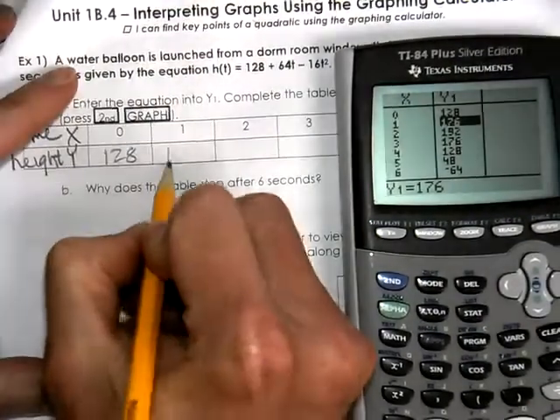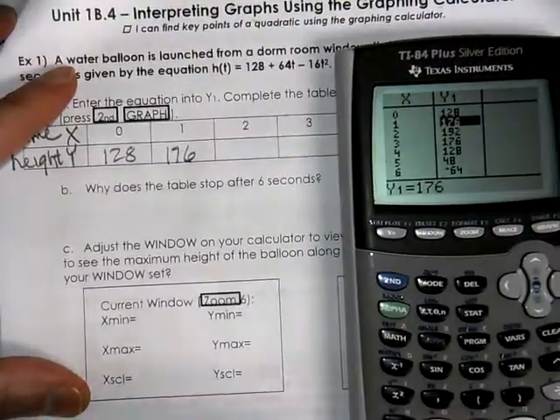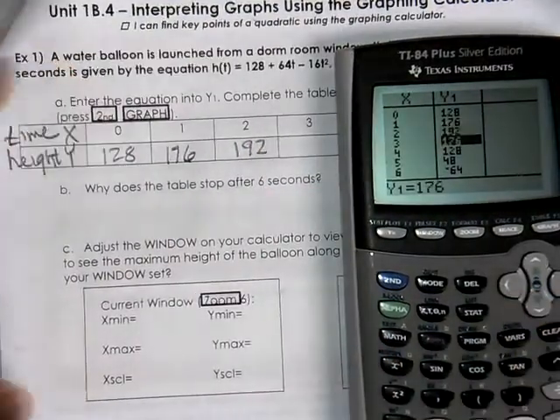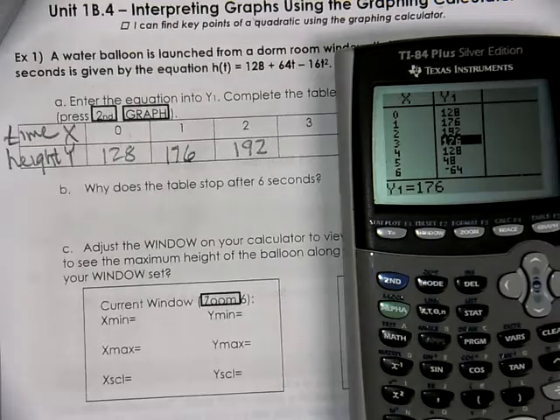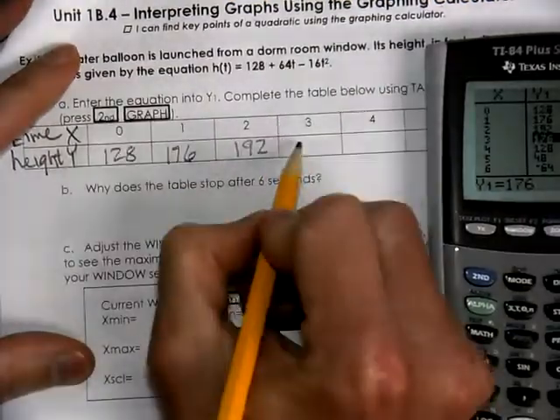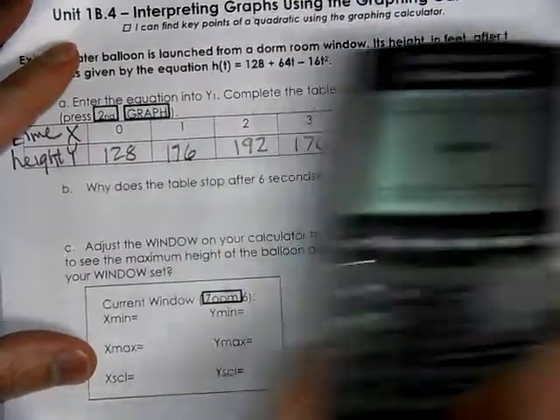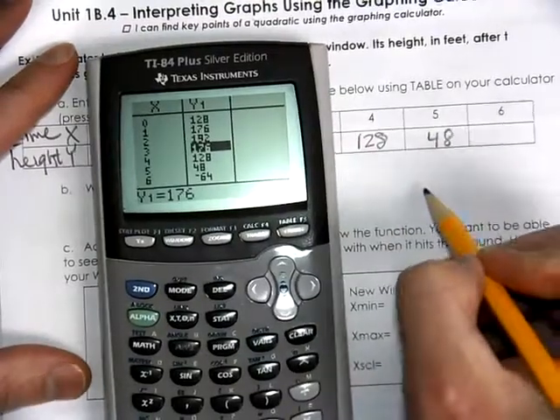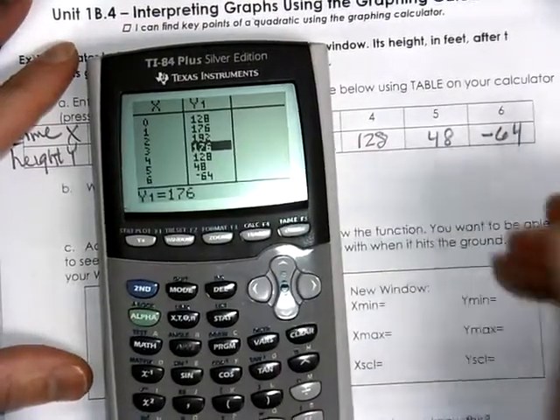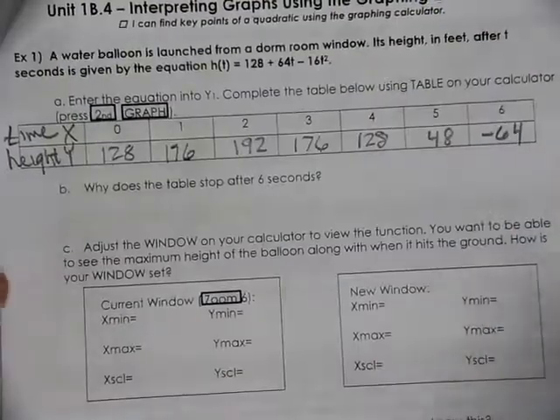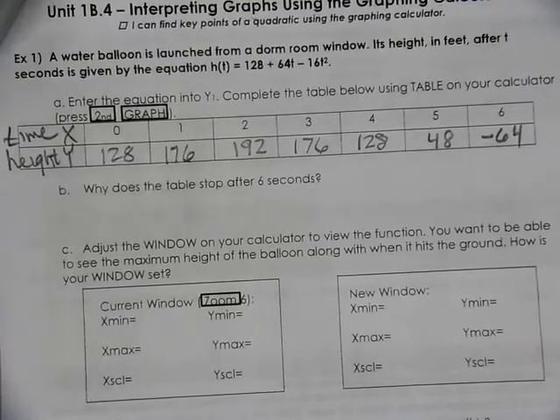So at 1 second, the water balloon goes up higher. At 2 seconds, it still climbs up higher. But then the water balloon starts to fall. And it starts to fall back down to 176, and then 128, of course 48, and negative 64. So that all came from the table. You could have figured out those values by plugging them into the equation, all individually. But we're using our graphing calculator.